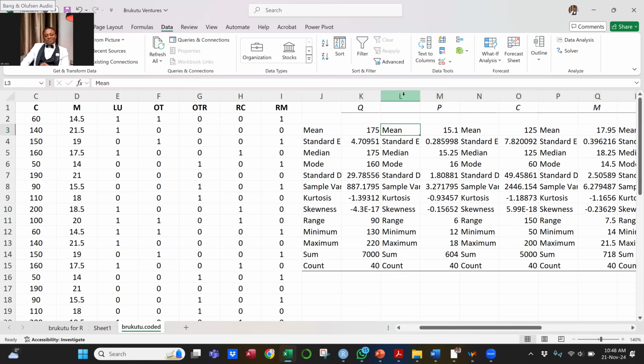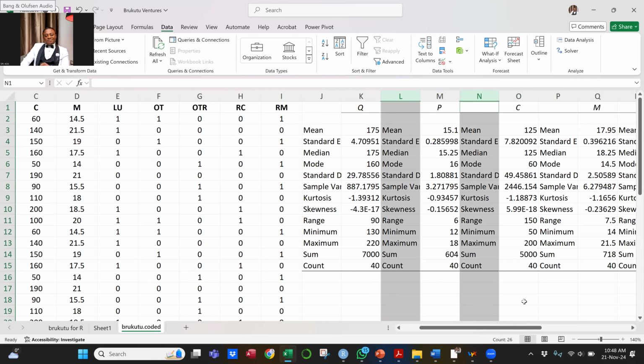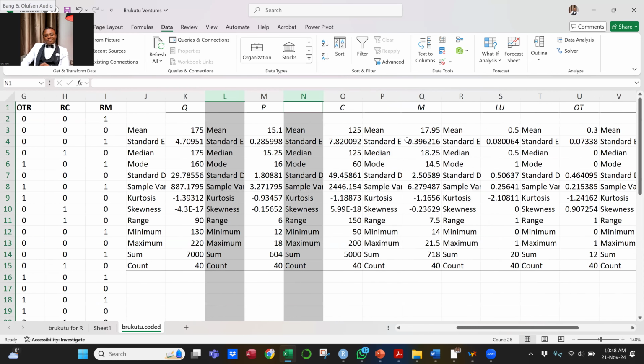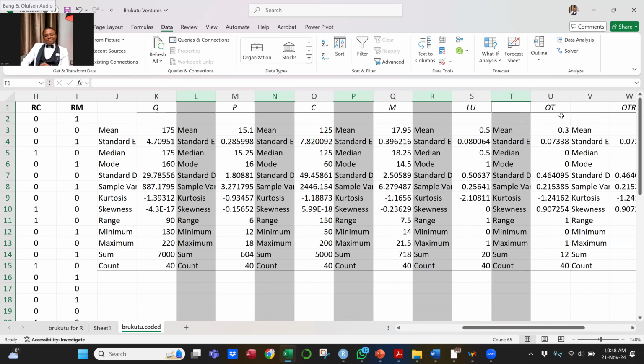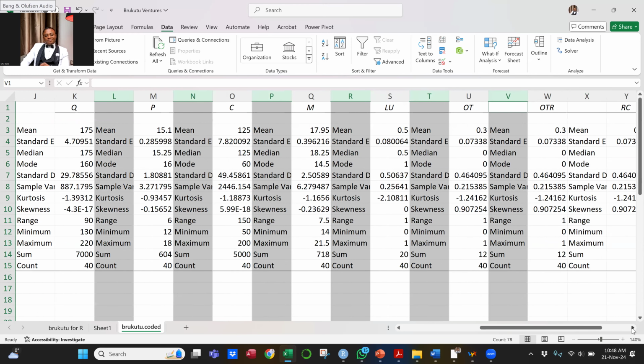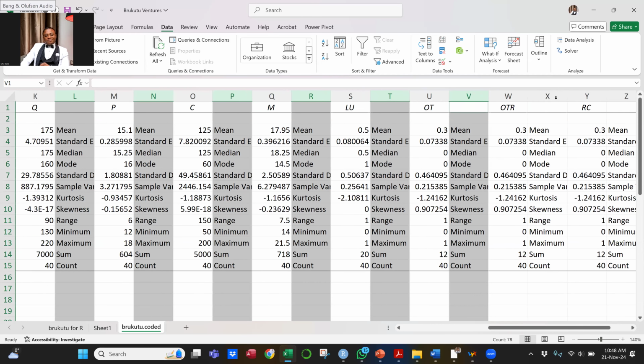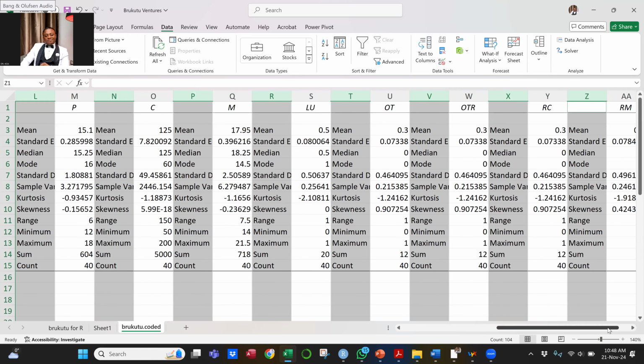What have you done? What you've done is that now you're going to delete this because they all have the heading. Okay. Delete all of them so that only the numbers will be nicely put. What you are doing here is called descriptive statistics. Now you couldn't do the same thing for the dummy, for the coded, or for the non-coded variables.